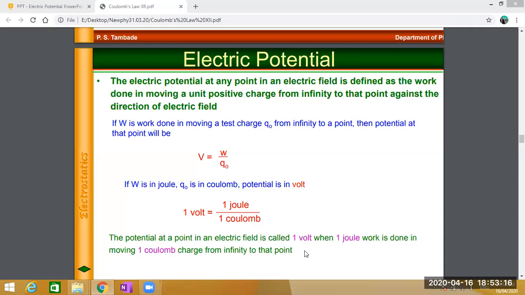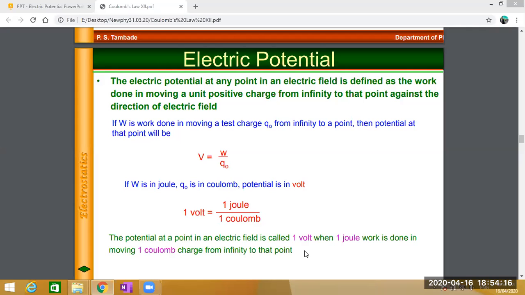Neither of the points is at infinity. Both of the points are in the vicinity of the source charge, that is near the source charge or in the field of the source charge. In this case, a unit positive charge is to be moved from 1 point to another point in the vicinity of the source charge or in the vicinity of the electric field. Then the amount of work done in moving unit positive charge from point A to point B in the given field, and neither point A nor B is at infinity. The only difference is that in this case, both the points are situated near the source charge and not at infinity. But in the previous case, it was essential that one of the points must be at infinity and the other point must be near the source charge.